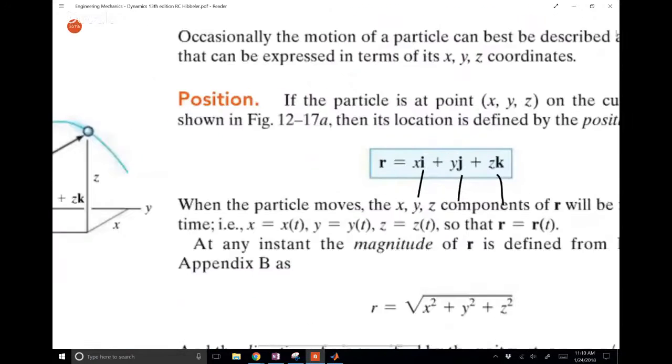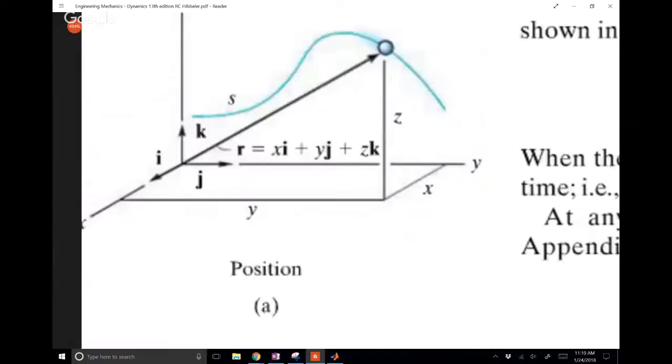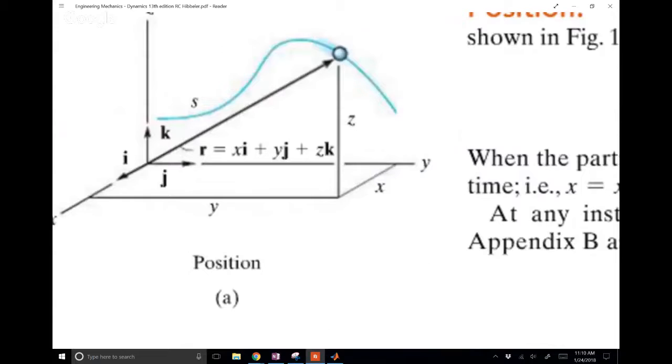What does he do? He just breaks the R into components. Nothing new that you've ever seen before. There are the IJK base vectors. I put a little hat over them. You've probably seen them with or without. He's made them dark. If you notice, they're in bold font, so they're supposed to be vectors.